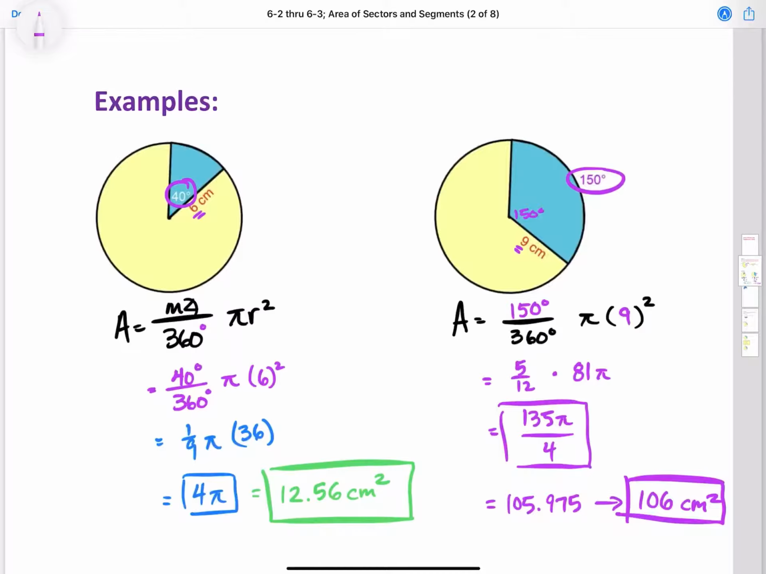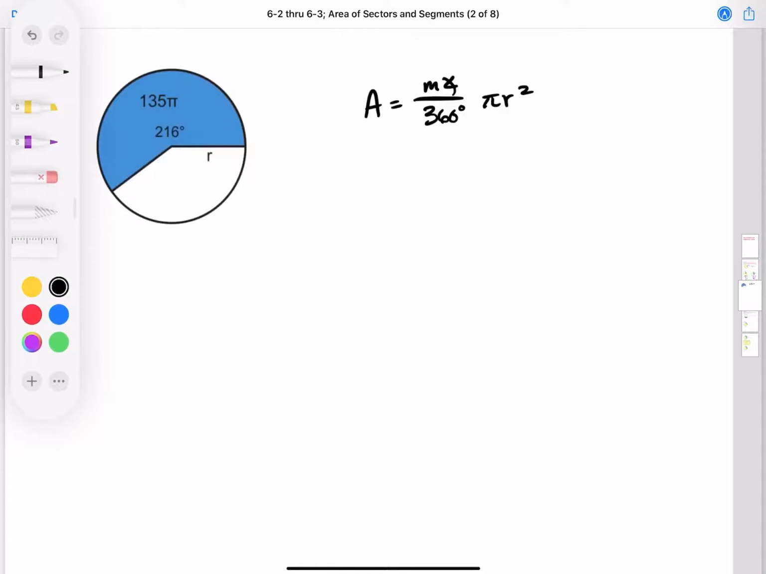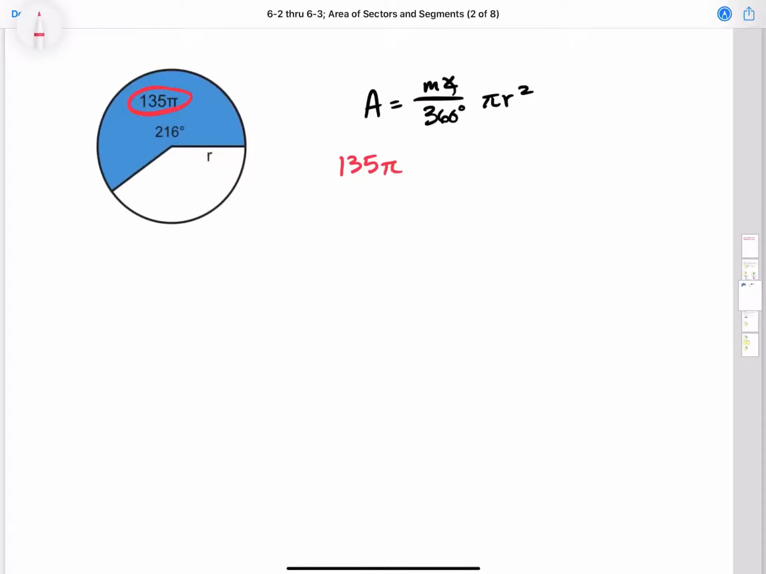Now, this other example is slightly different. This time we want to calculate the radius, and they gave us the area of the sector. So we're going to go ahead and do the same thing. I'll write out the formula. So we have area is equal to our measurement angle over 360 degrees times pi r squared. And we're just going to substitute what we know. Well, we do know what that area is. That area is 135 pi. So they gave it to us in pi form. And that's actually really nice because you'll see what happens when we start calculating it. We'll eventually cancel out the pi's.